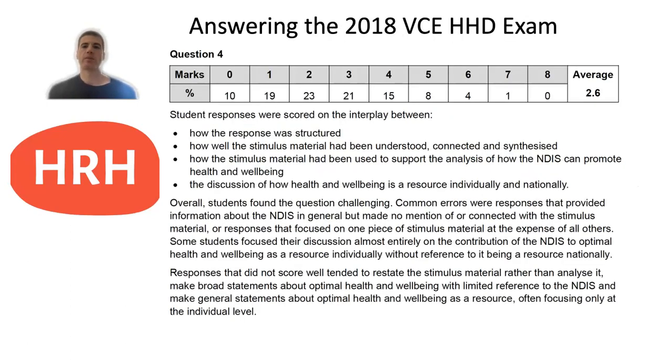So you can see the examiner's report here. It shows you that there were very few students that were able to score up in that high 5 to 8 area, and it gives you some information here about how responses are scored. So this is marked typically via a rubric approach at the end of the year, and so it's looking at things about how the response is structured, incorporating the stimulus material, as well as obviously a discussion of how health and well-being is a resource individually and nationally.